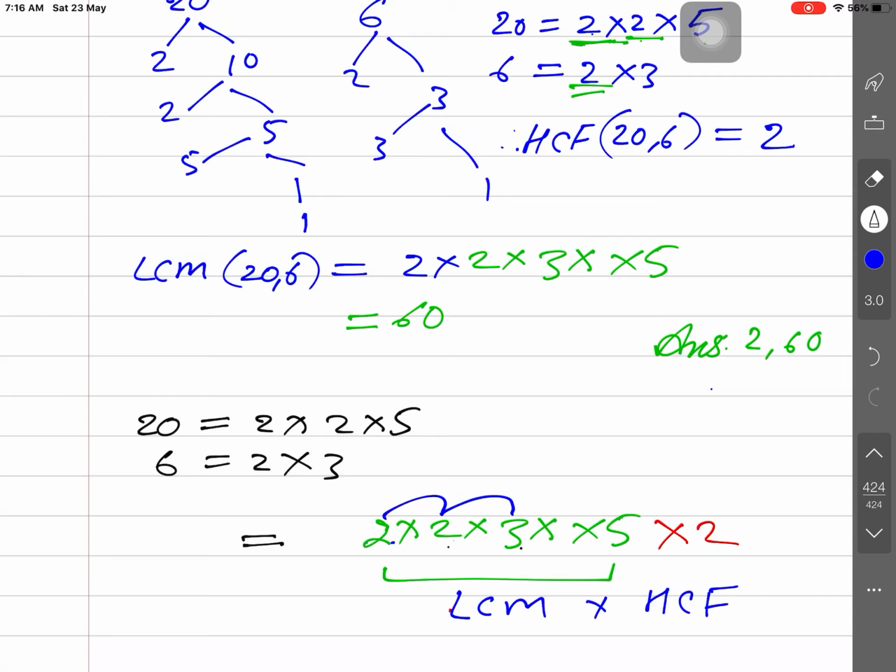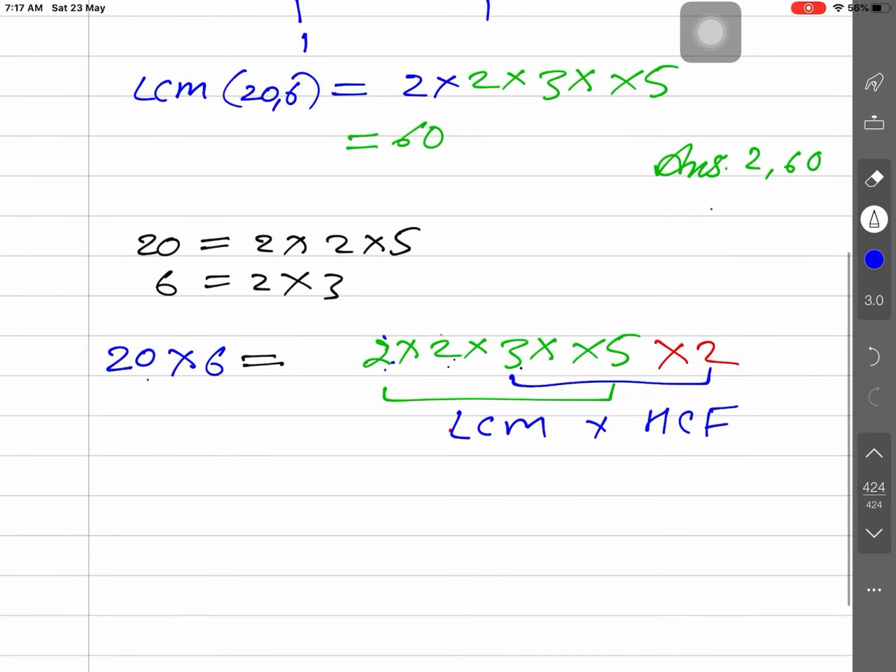Again here, 2 2s are 4, and 4 5s are 20, you may see, and 3 2s are 6 also there. It means all the numbers together are here. We are compositing them, 20 into 6. So what do we conclude here? The conclusion is, if we multiply both the numbers, 20 into 6, their HCF and LCM also get multiplied.